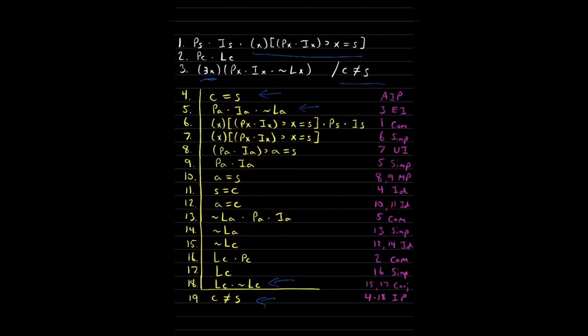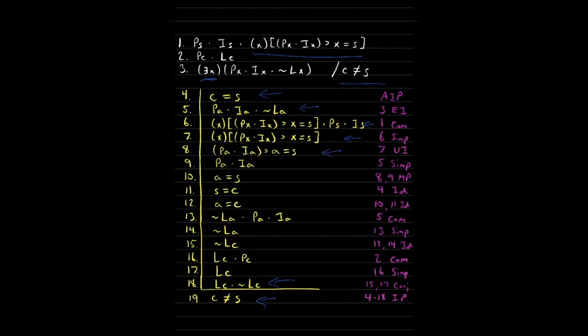We're calling it A. Line 6 is just a commutativity step to get that universally quantified statement on the left side of that string of conjuncts so it can be simplified. That's what's going on here in line 6 and 7. Line 6 is just a rewriting of line 1, reversing the order of it. And line 7 simplifies out that universally quantified statement on its own line.